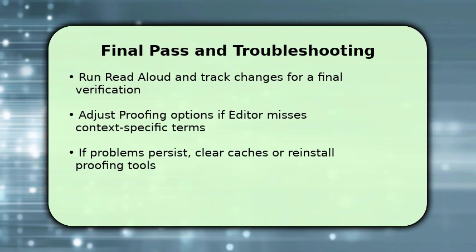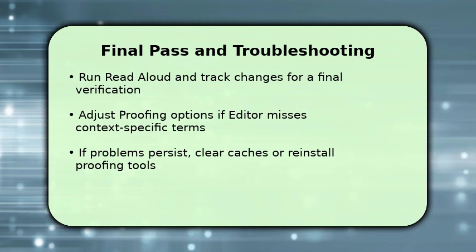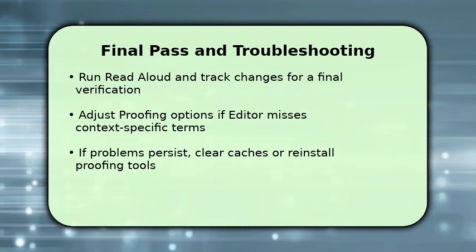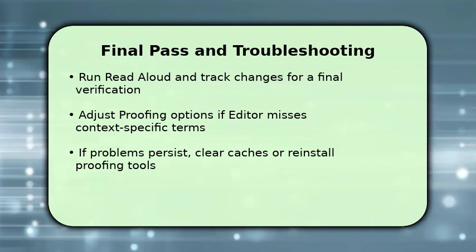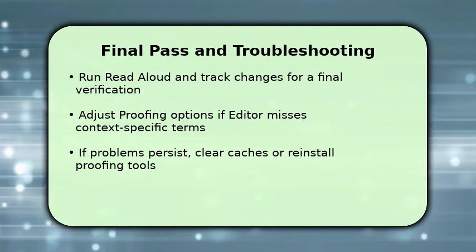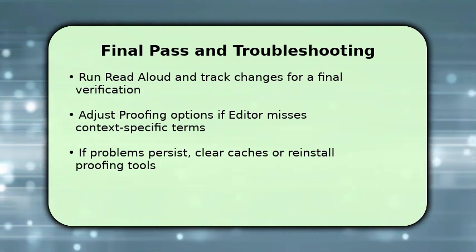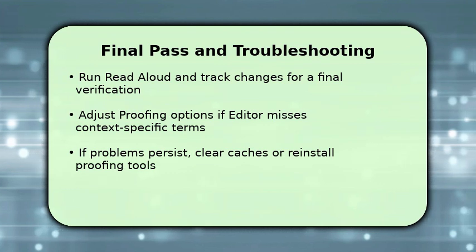If Editor flags irrelevant items or misses technical terms, add those words to the custom dictionary or adjust proofing options to refine accuracy. If grammar tools behave erratically, make sure Word updates are installed. Clear proofing caches or reinstall proofing tools. One troubleshooting tip: switch language off and on again for stubborn region-specific issues.